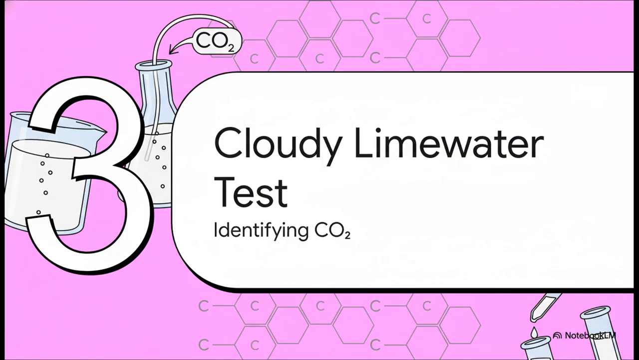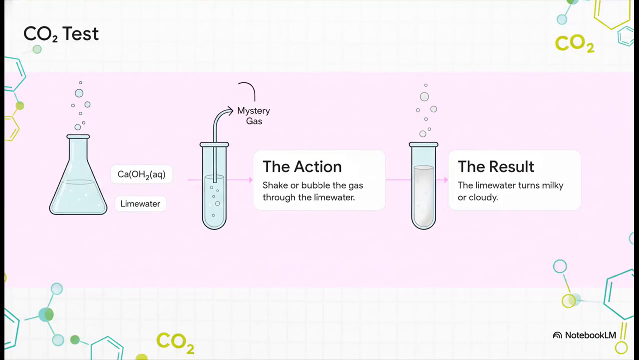All right, time for our third gas, carbon dioxide. We can put the splints away for this one because we're going to use a chemical to get our answer. This is the absolute go-to test for CO2. So, what you do is you take some lime water, which is just a clear, colorless liquid, basically calcium hydroxide dissolved in water, and you bubble your unknown gas through it.